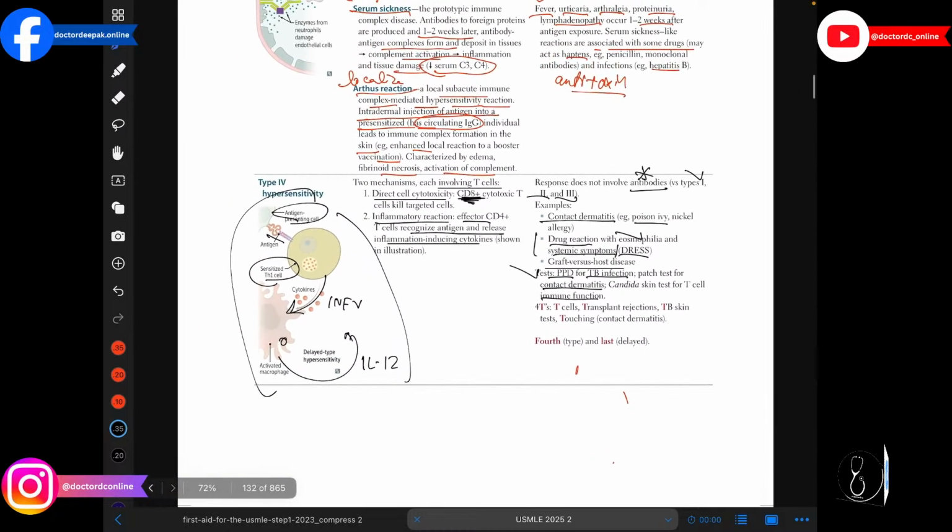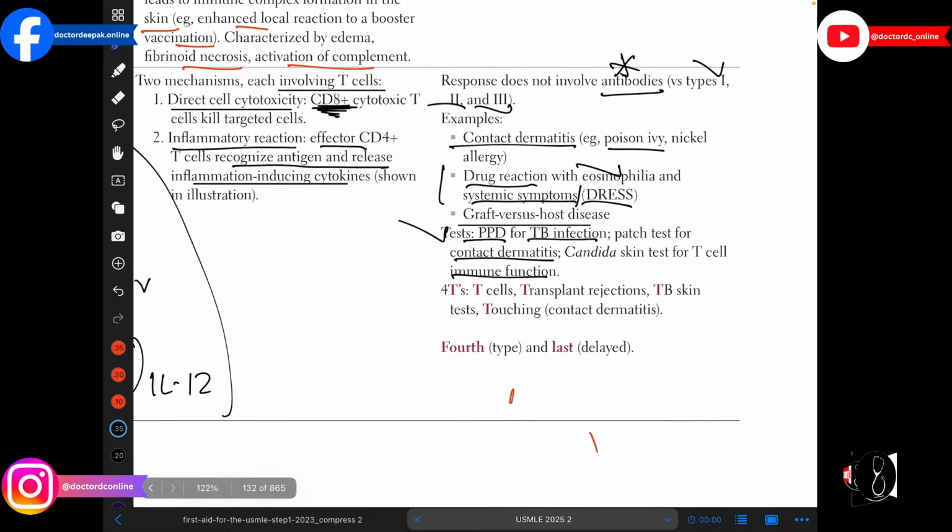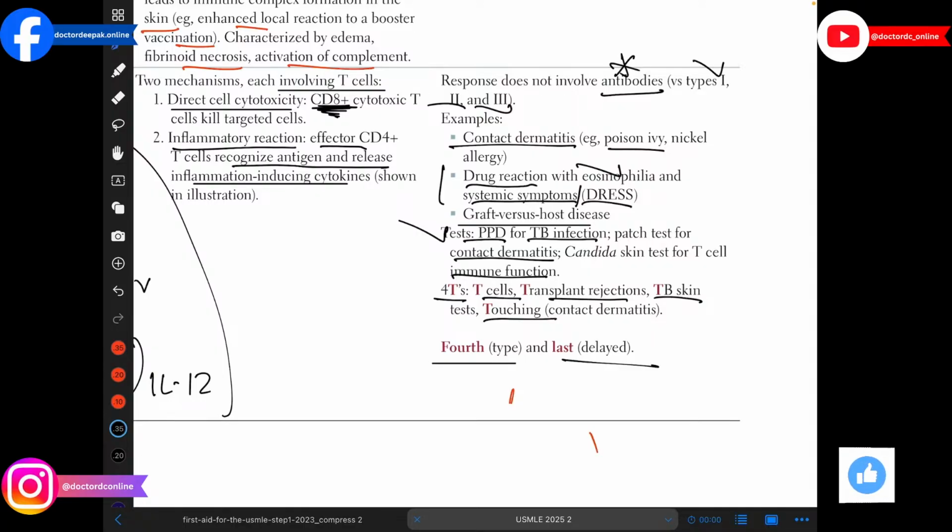All these tests follow type 4 hypersensitivity. Therefore, T-cell transplant rejection and the TB skin test are a mnemonic to remember as examples of type 4, and fourth is the last. So, they give a delayed response.